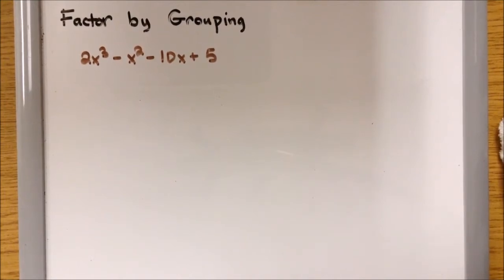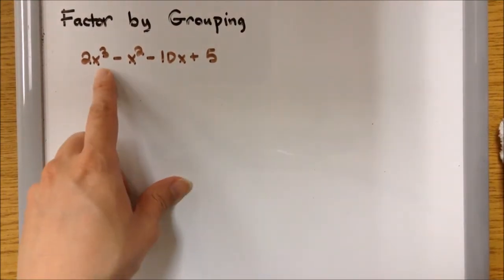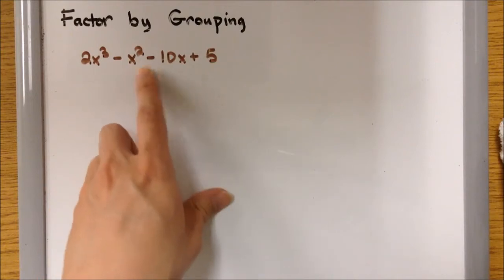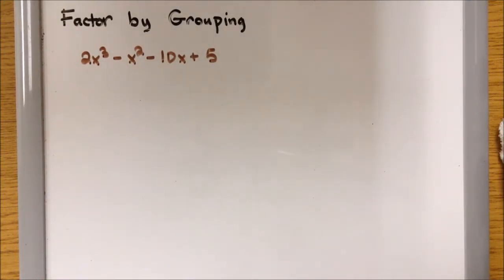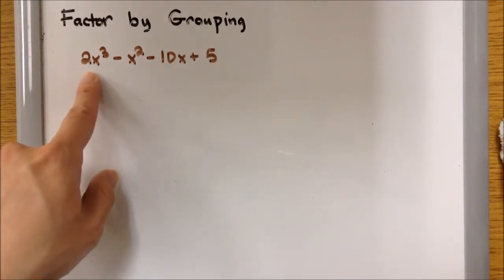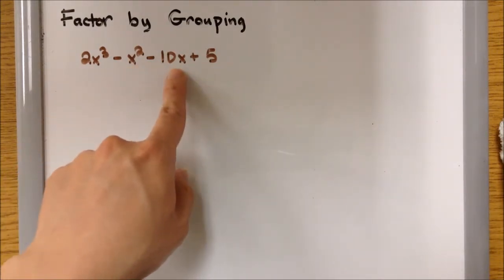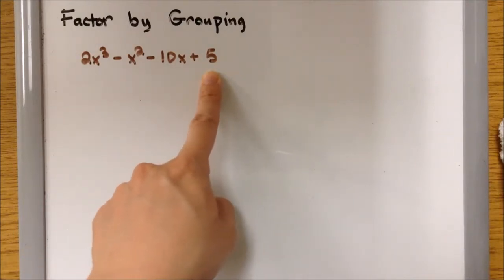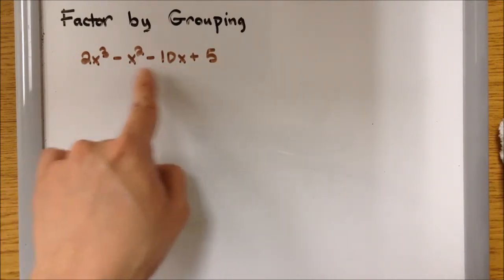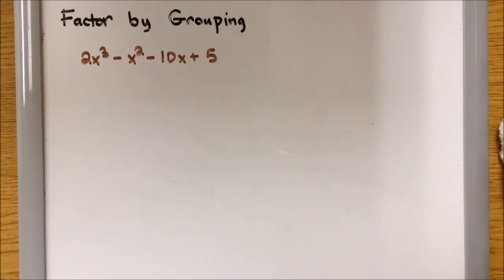In our first example, we have 2x to the third minus x squared minus 10x plus 5. Now, let's see. There's 1, 2, 3, 4 terms. Since there's 4 terms, and you see how they have different exponents and one is just a common number, that means we're going to factor this by grouping. Once you see we have 4 terms, let's check if it is in order.